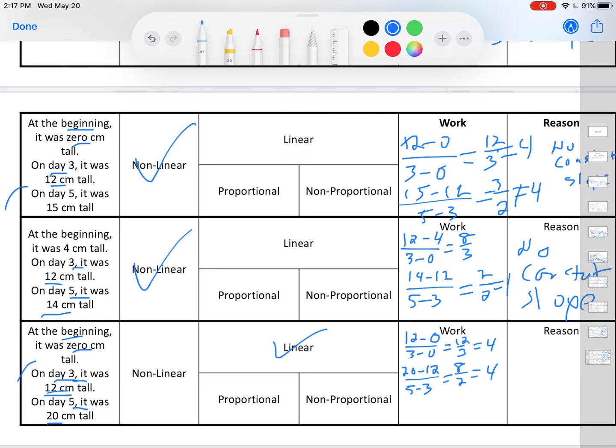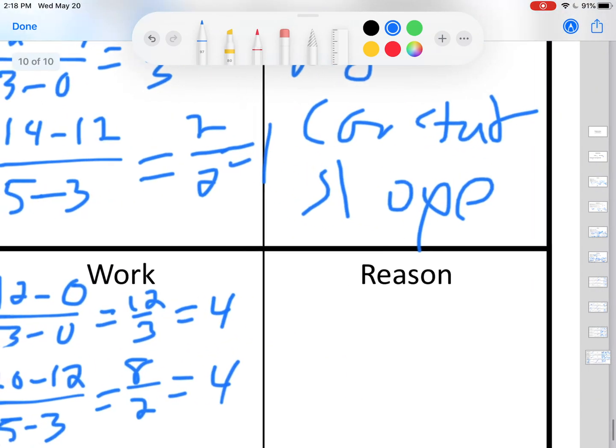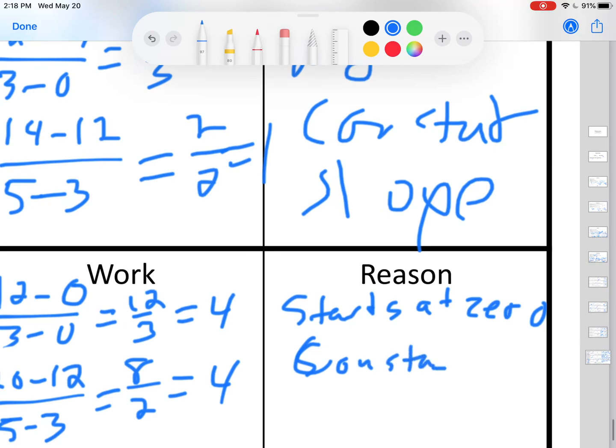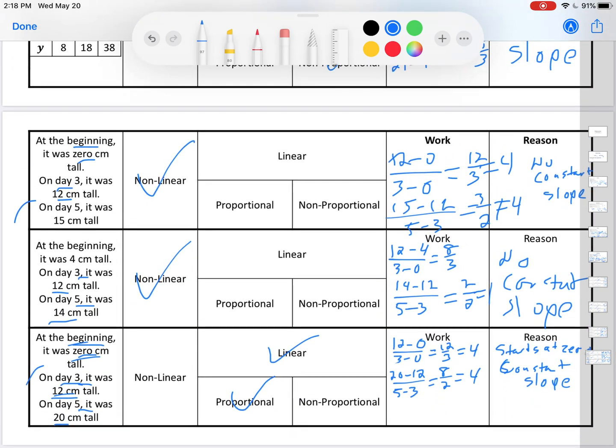That means it is linear because it has a constant rate of change, and it is proportional because at the beginning it was 0. So reason, starts at 0, and it has a constant slope. Test one more thing real quickly. 12 divided by 3 is 4, 20 divided by 5 is 4. It's another way to show it, but I like to be consistent, so I actually found the slope instead of just finding the constant of proportionality. All right, try the worksheet. Write to me if you have any questions.